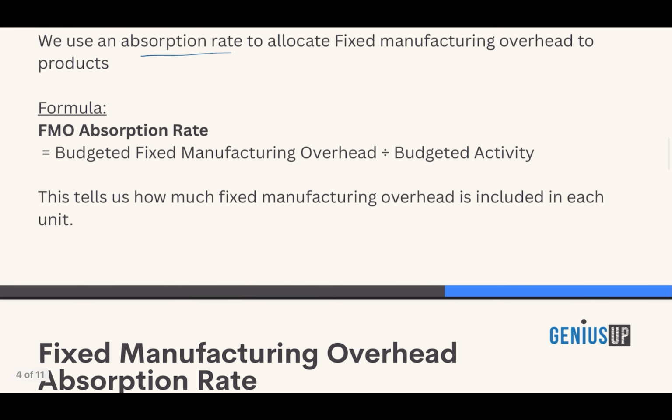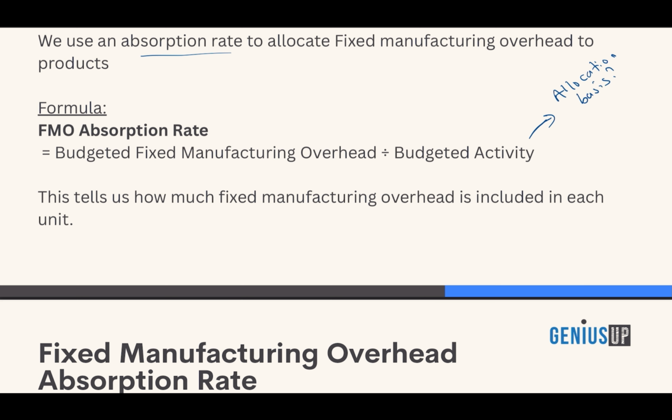So the formula to calculate the fixed manufacturing overhead absorption rate is budgeted fixed manufacturing overheads. So the budgeted fixed manufacturing overhead cost, the total budgeted amount, divided by the budgeted activity. So what is activity? To know what your budgeted activity is, you must first understand or know what allocation basis does the company use, right?